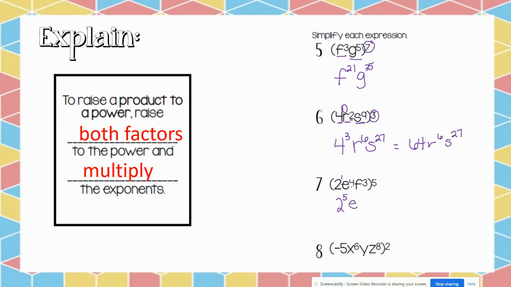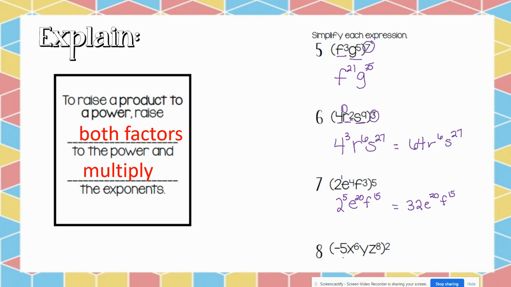E to the 4th power has to be raised to the 5th power, so we're going to do 4 times 5, which is 20. And then f to the 3rd raised to the 5th is 3 times 5, which is 15. So we have 2 to the 5th, e to the 20th, f to the 15th. Again, you can take your 5th power and raise 2 to the 5th power, so that would be 2 times 2 times 2 times 2 times 2, which would give us 32. And then you would keep the rest of this the same.